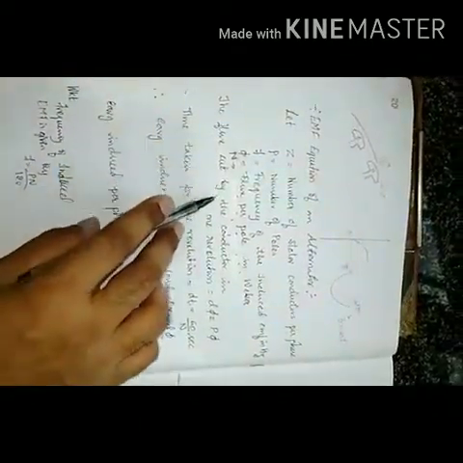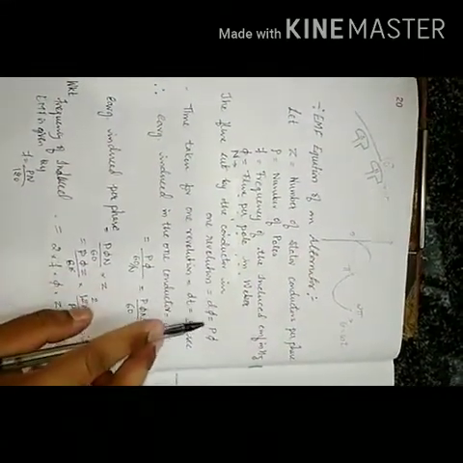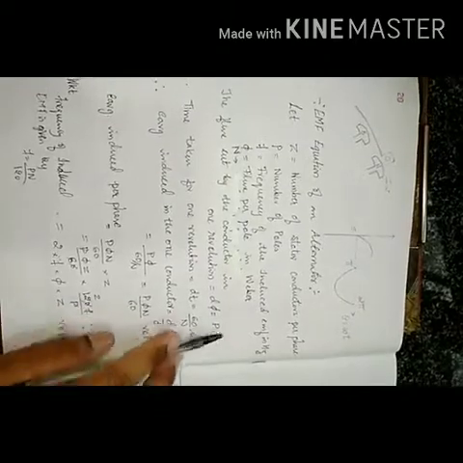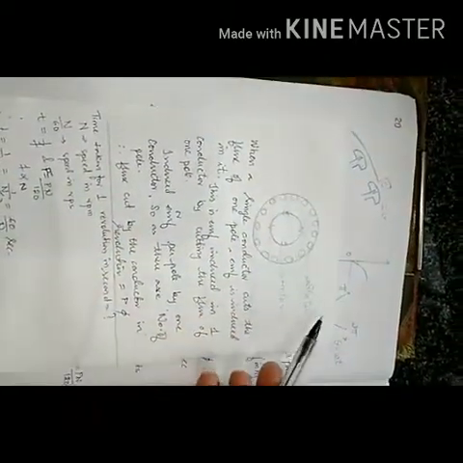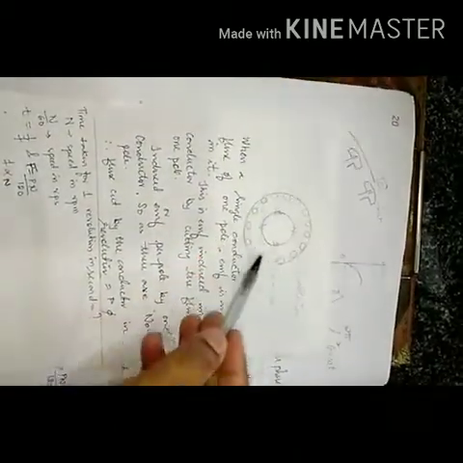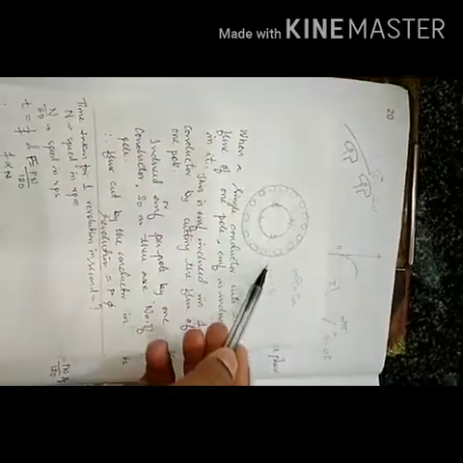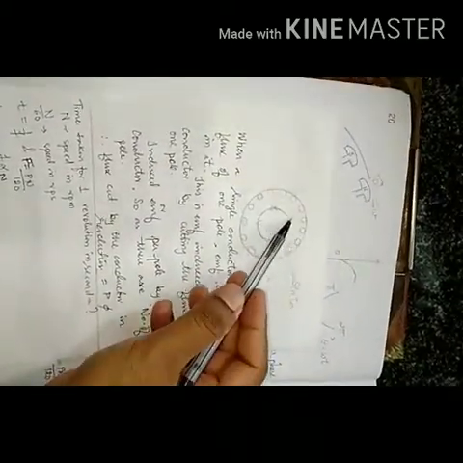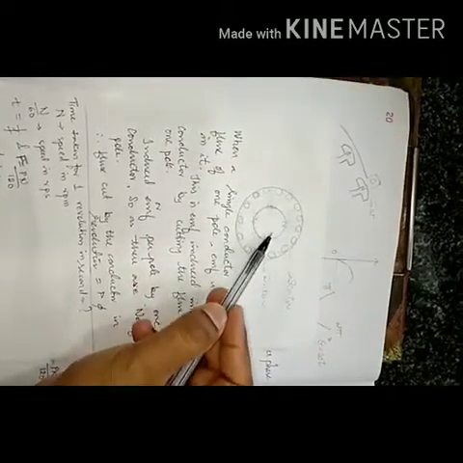Now, what is the flux cut by the conductor in one revolution? That is, d phi is equal to P phi. How is it P phi? Let's see. As I said, the alternator has two parts, stator and rotor. The stator is represented by slots, and in these slots we are going to place the conductors. And the rotor is represented by poles. So we are considering 4 poles here, north and south.